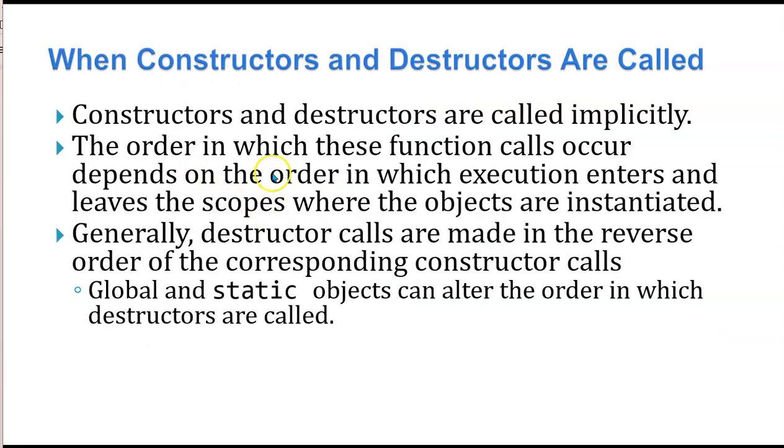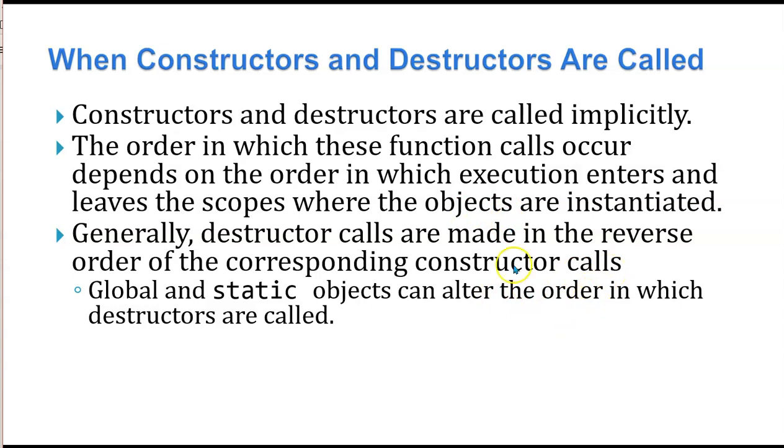When are constructors and destructors called? Both are called implicitly often. The order in which these functions are called depends on the order in which execution enters and leaves the scopes where the objects are instantiated. Generally, destructor calls are made in the reverse order of the corresponding constructor calls.